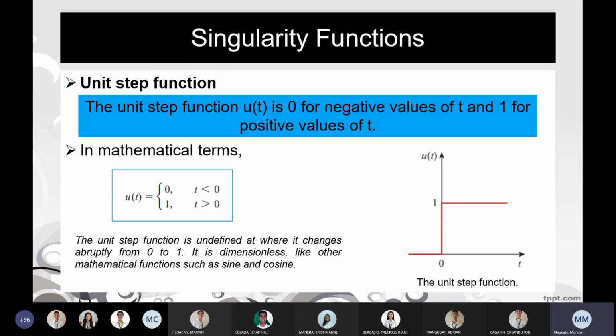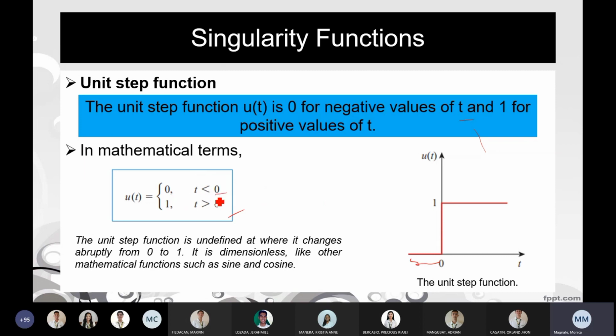Our unit step function, u of t, is 0 for negative values of t and 1 for positive values of t. That's why it's called a unit step. This is what its graph looks like. The value of u of t is 0 when t is negative, and then it is 1 for positive values.